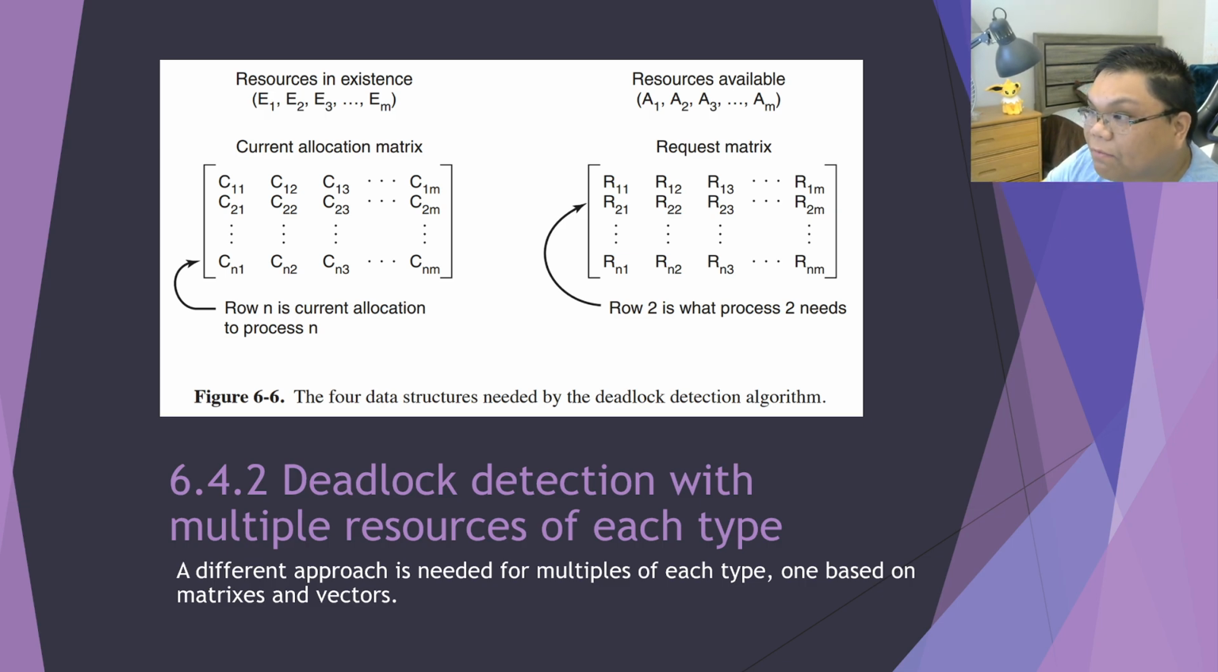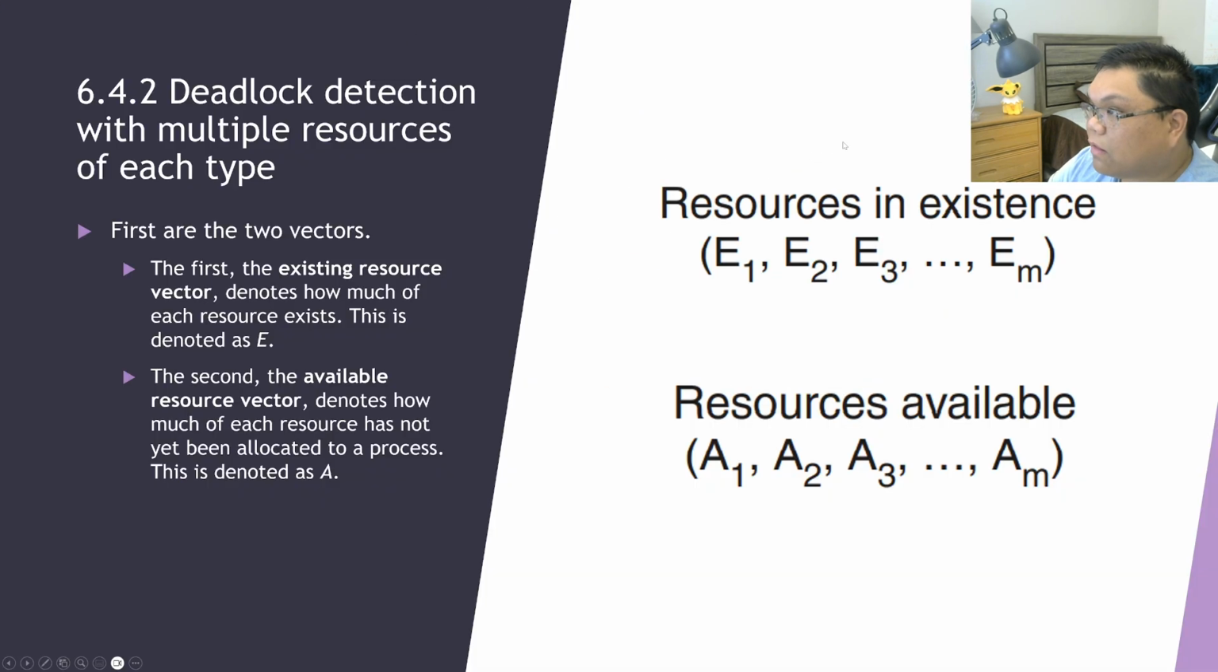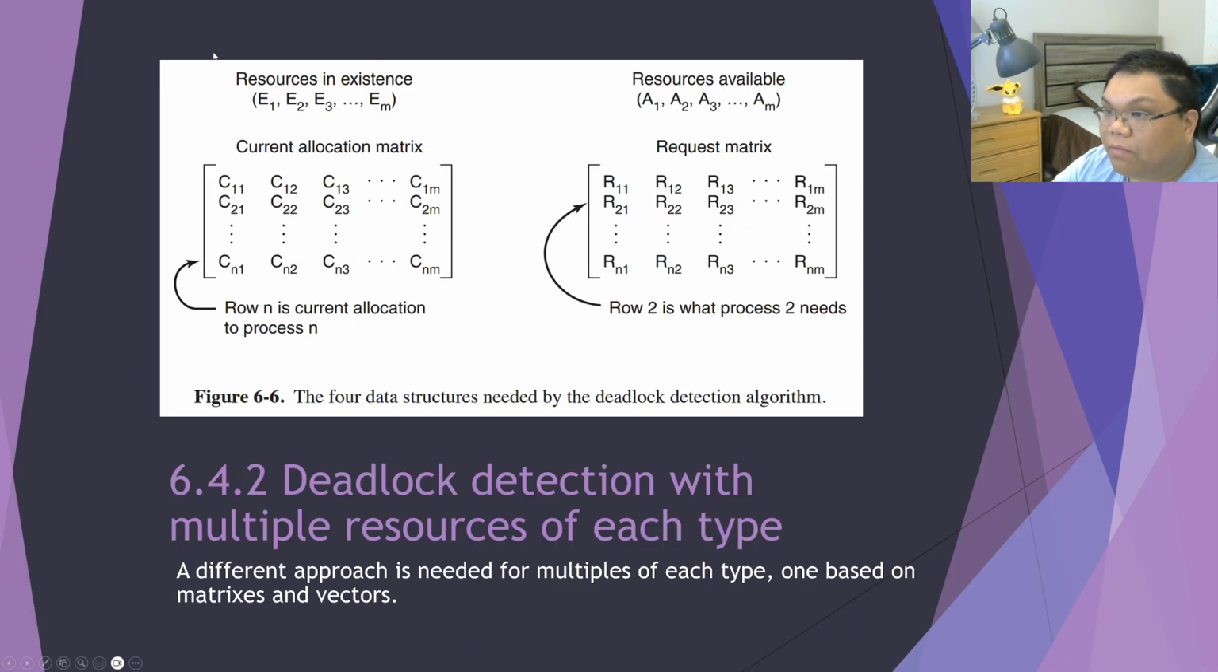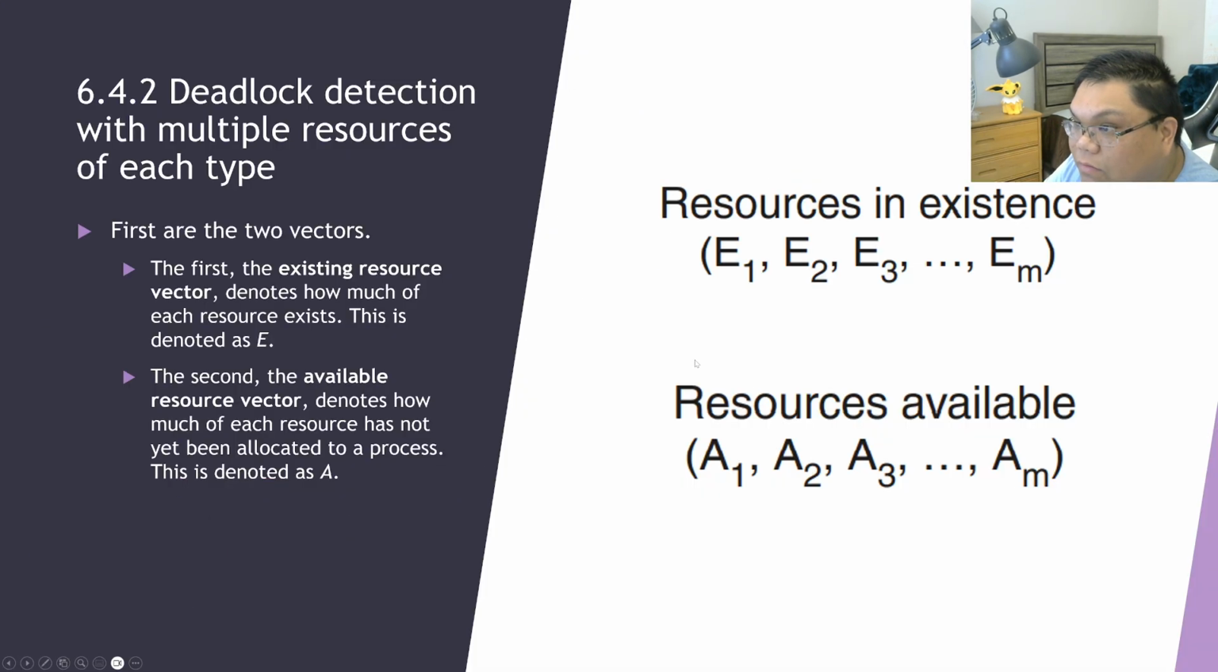So we have 4 things here. We have a vector for the resources in existence. We have a vector for the resources available. We have a matrix for all the resources that are currently allocated to each process. And then we have another matrix that says how much more of each resource each process still needs.